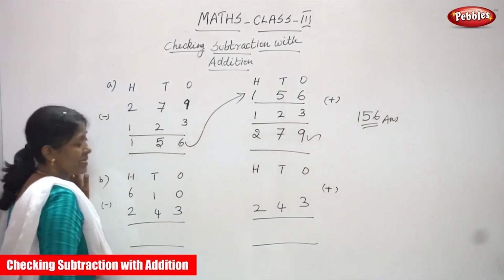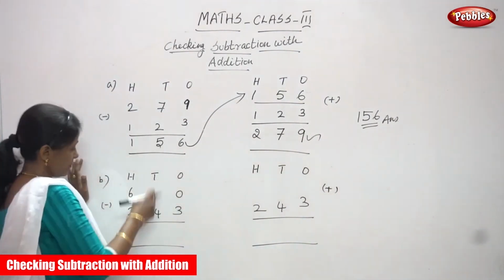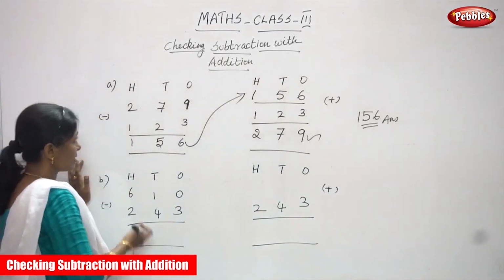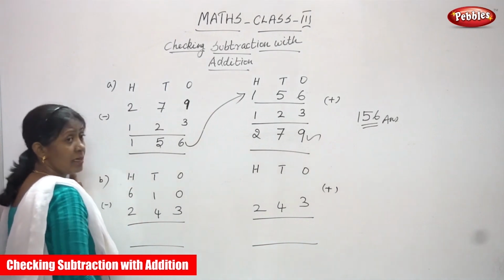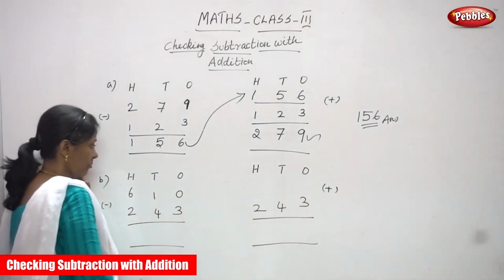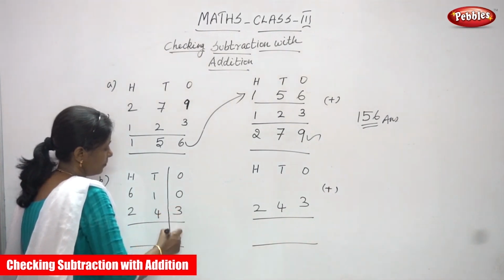Now we are going to do the second sum. You have to start with the ones place always. This is also a 3-digit number, 610 and 243. The first number is 610 and the second number is 243. First you start with ones. So I am going to subtract with ones.